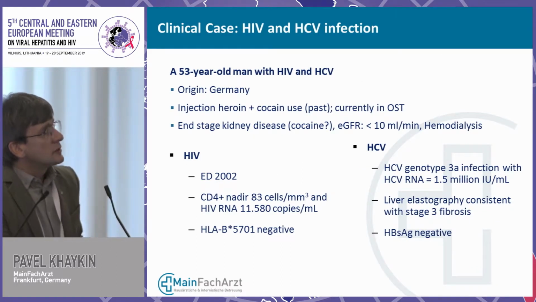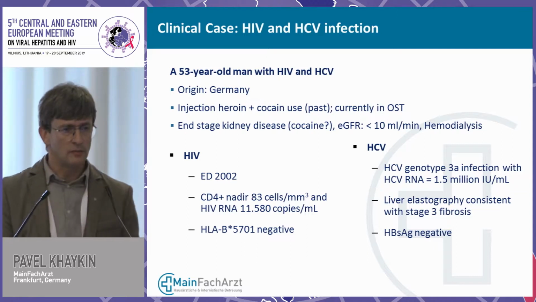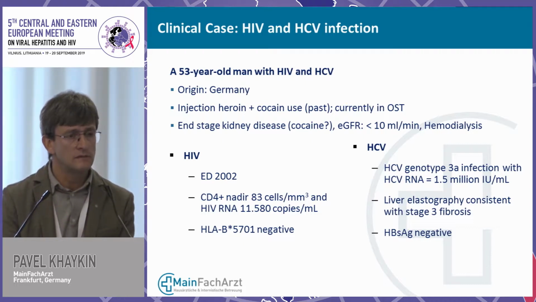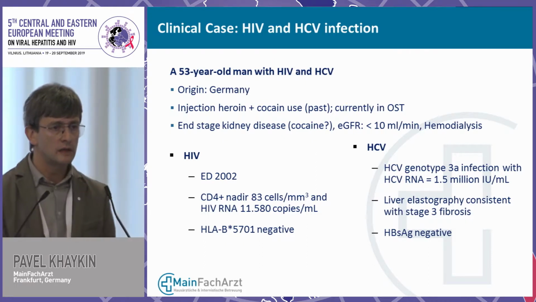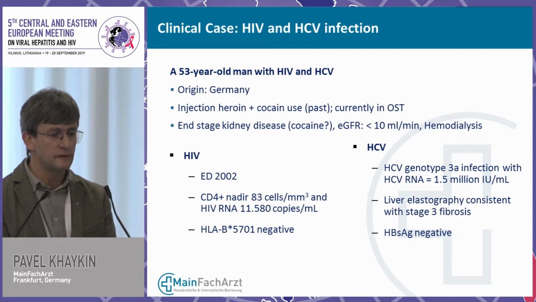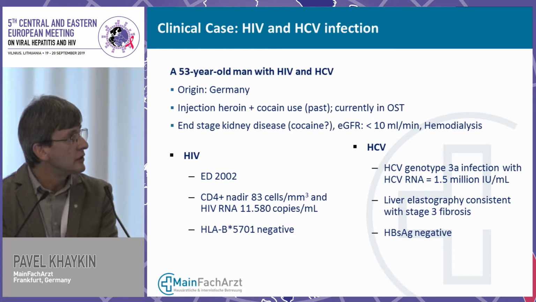I'm just showing a short clinical case to show how it works with a switch in treatment. This is a patient from our practice, a 53-year-old man with HIV and HCV. In the past he used drugs, including heroin and cocaine, and is currently on stable opioid substitution treatment. But probably because of cocaine abuse and other reasons, he has end-stage kidney disease and is on hemodialysis, and he has had HIV since 2002. You see all these parameters. His initial CD4 count was low, and he has HCV genotype 3 with fibrosis stage 3 as well, and no hepatitis B.